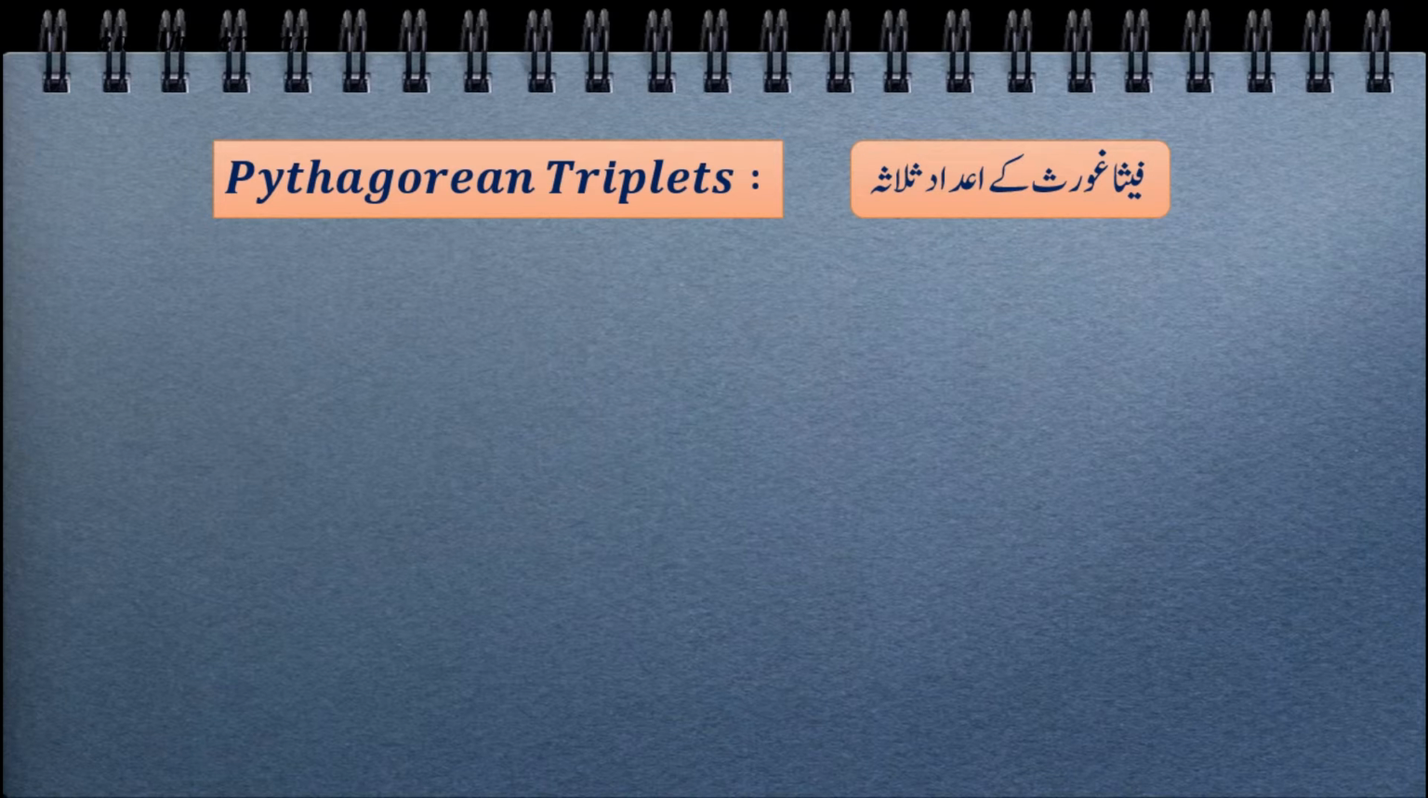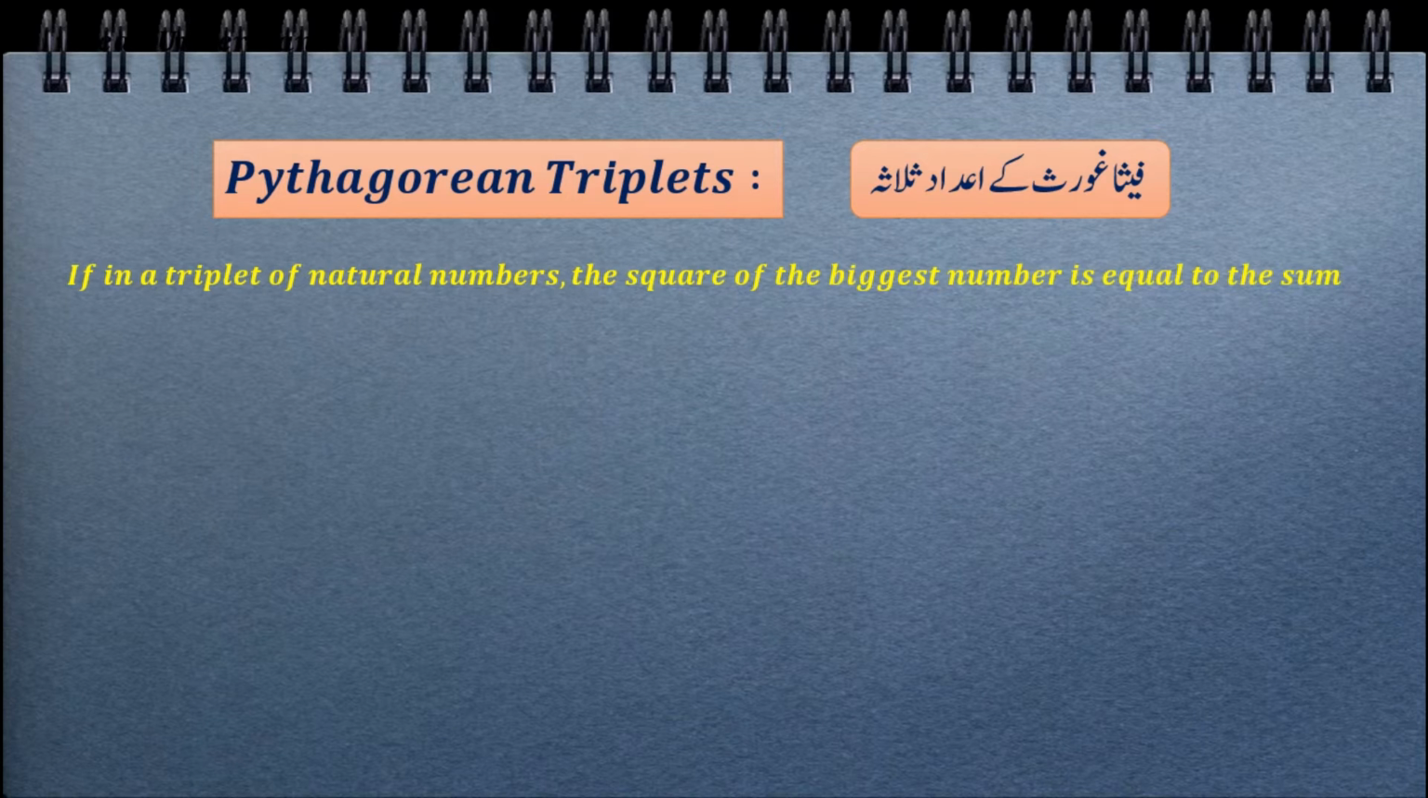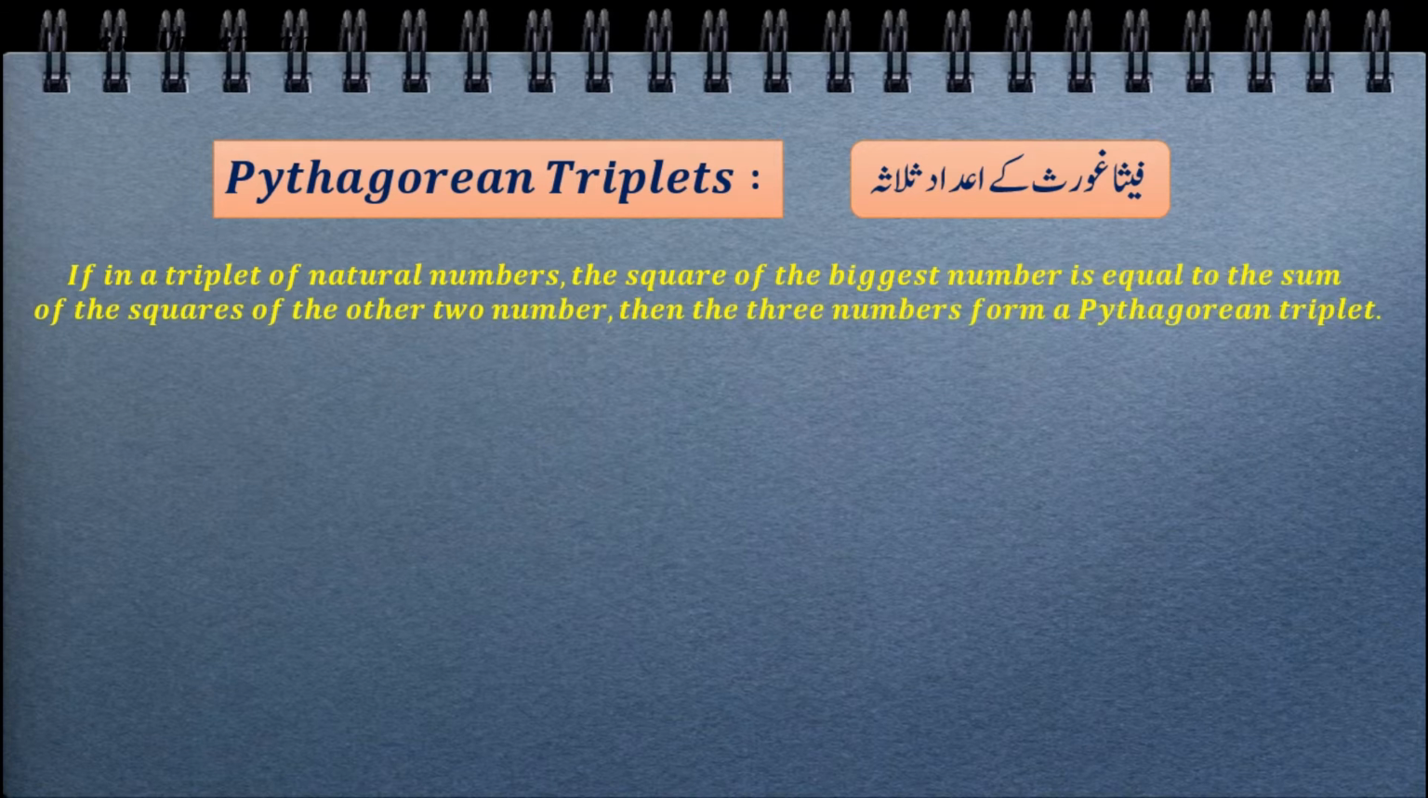So if in a triplet of natural numbers the square of the biggest number is equal to the sum of the squares of the other two numbers, then the three numbers form Pythagorean triplets.